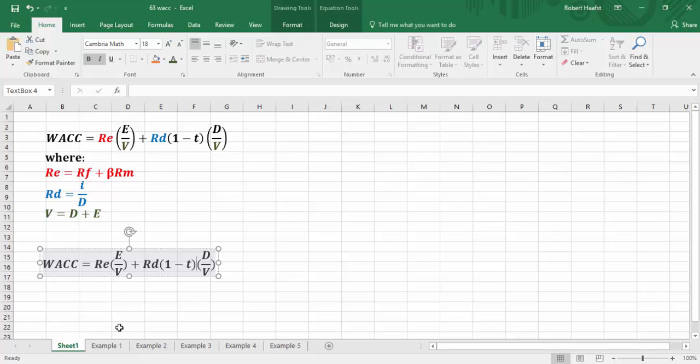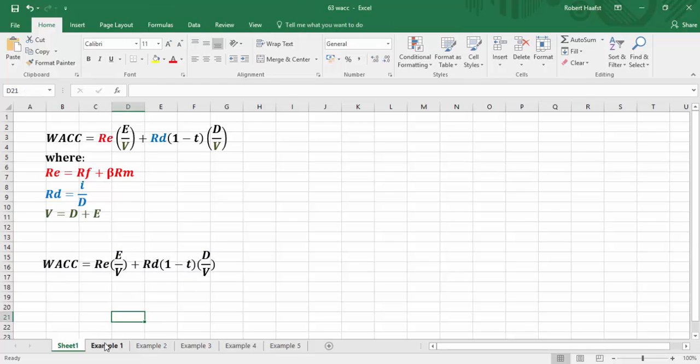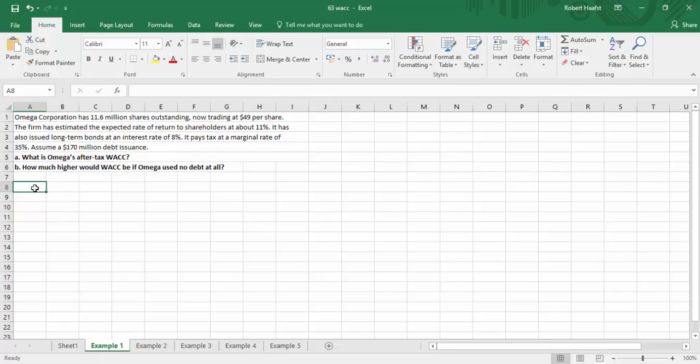So how do we apply that? Let's go to the first example. Omega Corporation has 11.6 million shares outstanding, which are now trading at $49 a share. Moreover, the firm has estimated that the expected rate of return to shareholders is about 11%, and it has also issued long-term bonds, so that's more than 10 years, at an interest rate of 8%. Well, it pays tax at the marginal rate of 35%. And finally, assume a 170 million debt issuance.